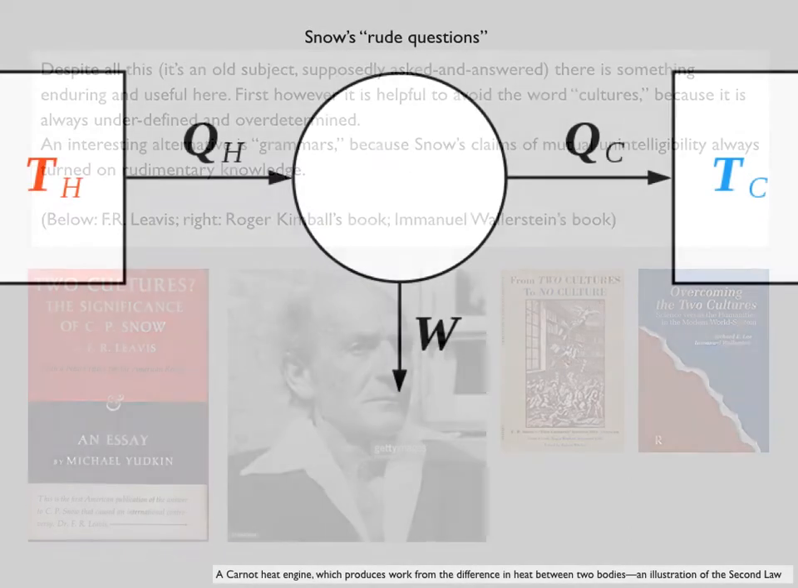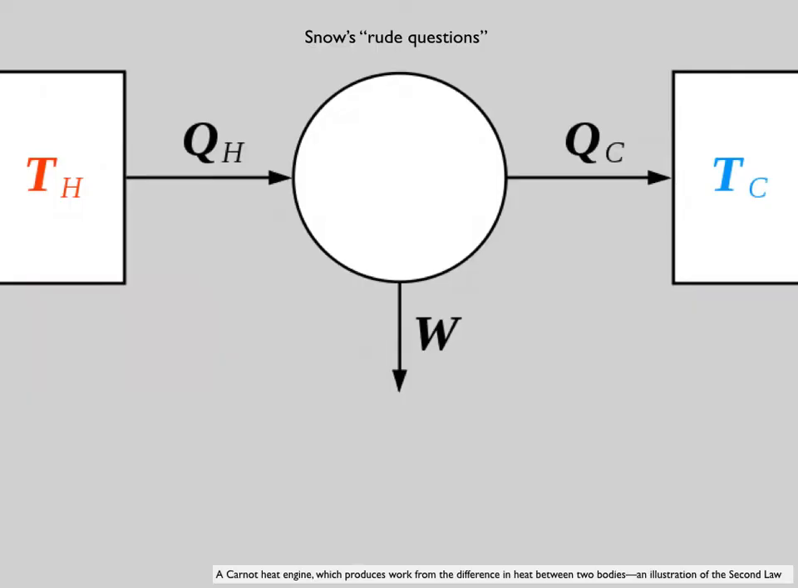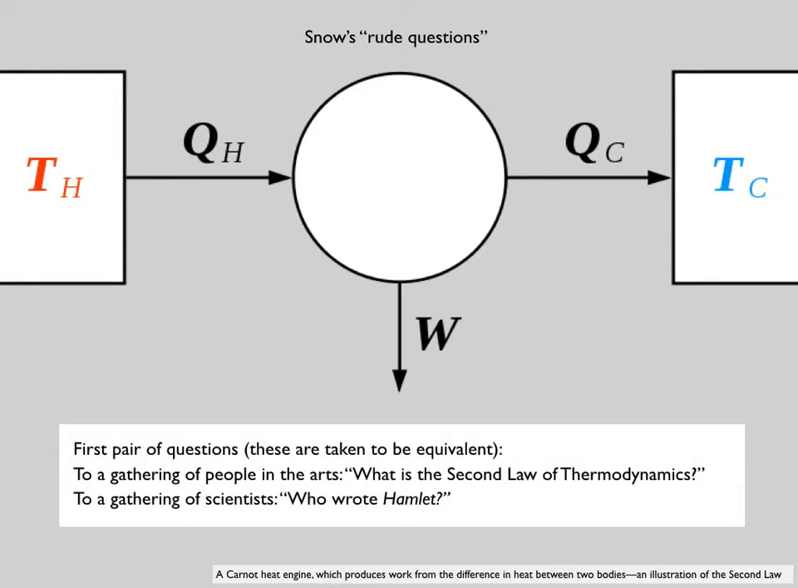Anyway, to explain this idea of grammars, I'd like to reprise Snow's quote-unquote rude questions. This is the term that he used for them. That is a diagram of a Carnot heat engine, which is an illustration of the second law of thermodynamics. So there are two pairs of these rude questions.